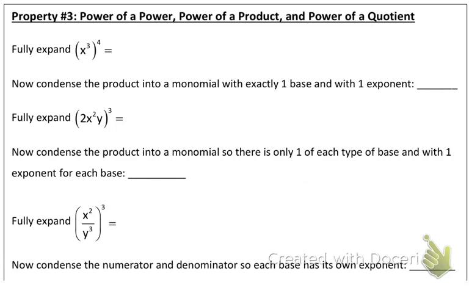Our next property is a combination of 3 different types of properties: the power of a power, the power of a product, and the power of a quotient. Let's start by investigating these properties.